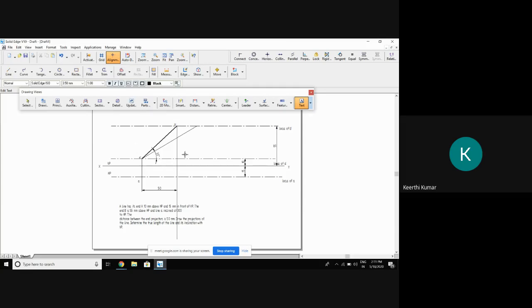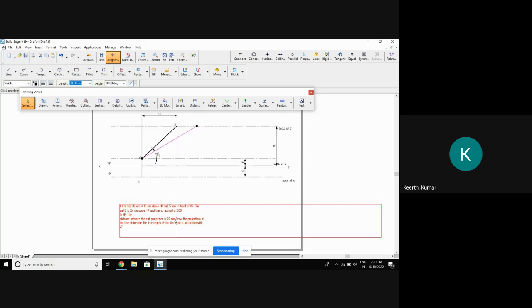And this line, what is the name? These two lines are called end projectors. He has given the end projector distance as 50 mm, so I have taken 50. If I connect A dash to B dash, this is called apparent length and this is called true length. So that I complete. Next, draw the projection of the line, determine the true length of the line and its inclination with VP. Okay. So that is enough.